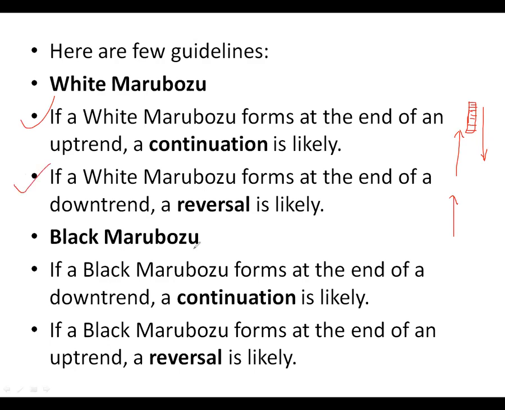So the same thing with the black Marubozu, the opposite. If a black Marubozu forms at the end of a downtrend, a continuation is likely. If a black Marubozu forms at the end of an uptrend, a reversal is likely to occur. So I've just explained that.